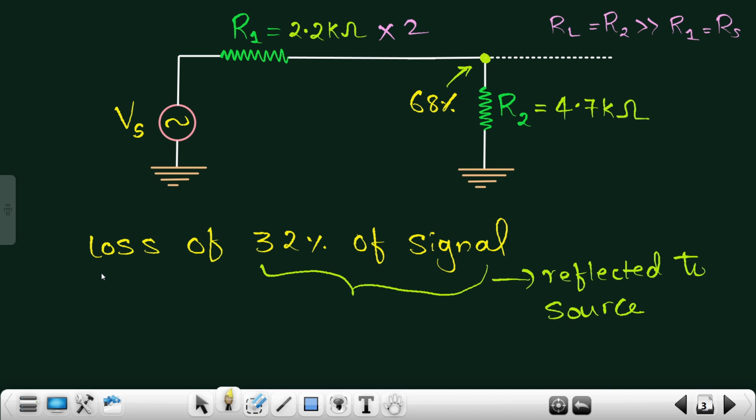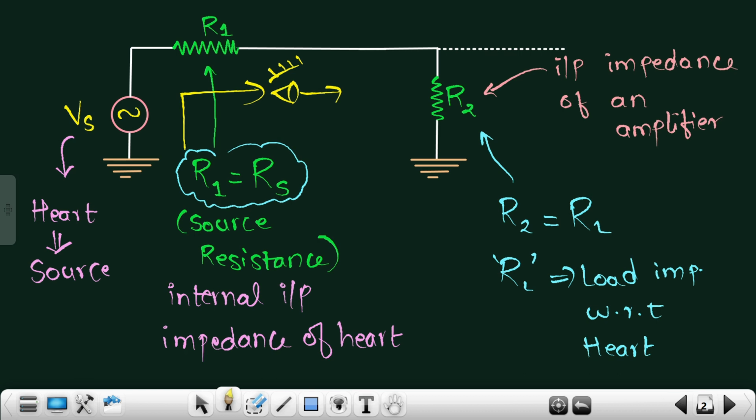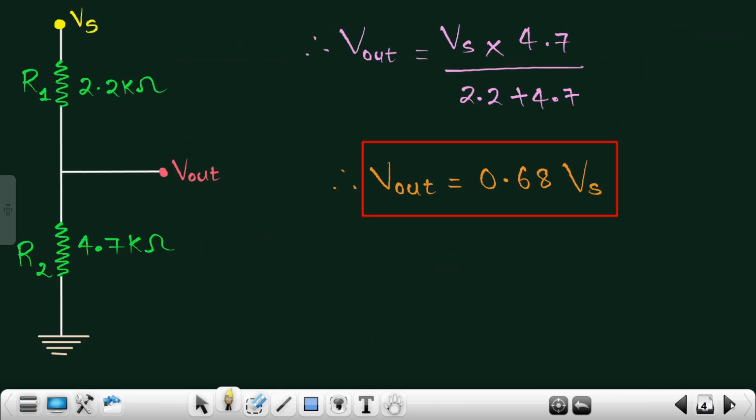Great. So to counter this issue, to ensure that whatever signal this source is delivering to the amplifier gets passed as it is to the amplifier, we need to design one system in between both of these resistors, which will ensure that whatever signal it is getting, the same signal would be reflected over here. What I mean to say is this.